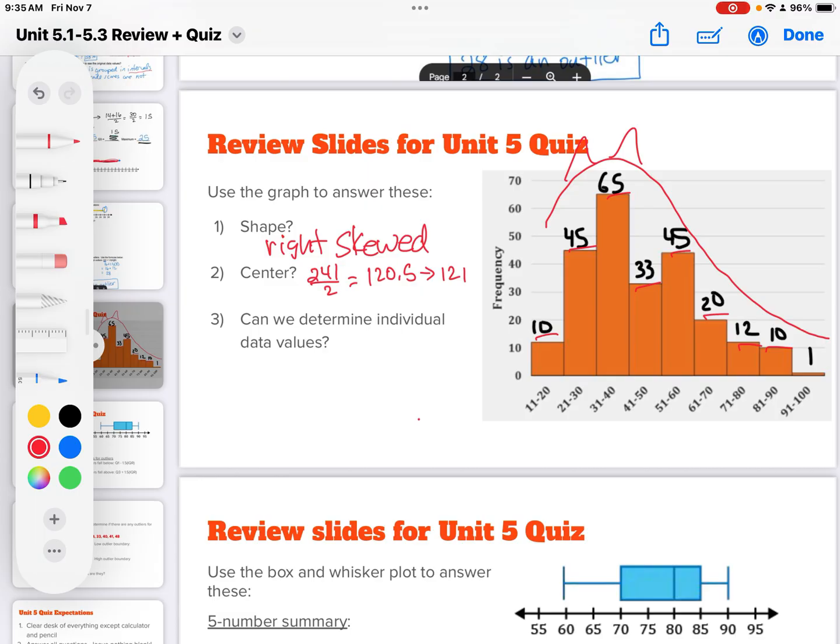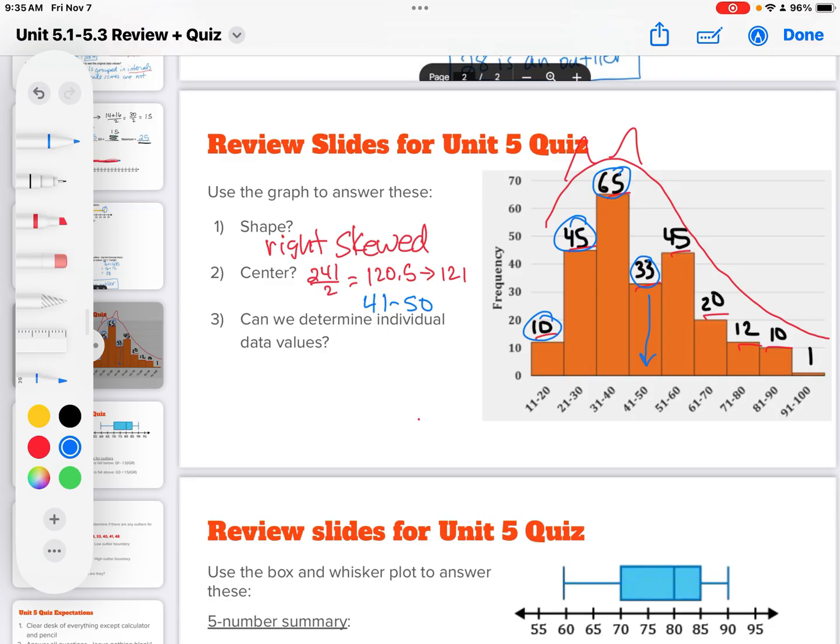Now that means we need to find where our 121st data value is. So 10 plus 45, that's 55. 55 plus 65 gives me 120. Notice this time I'm still not at my center, so I have to go to the next one. So my center is between 41 and 50. Remember earlier I said that your center does not have to be the tallest bar of the histogram.